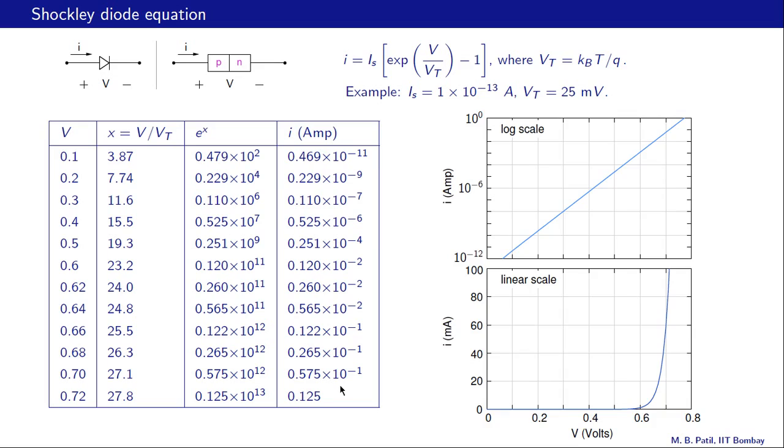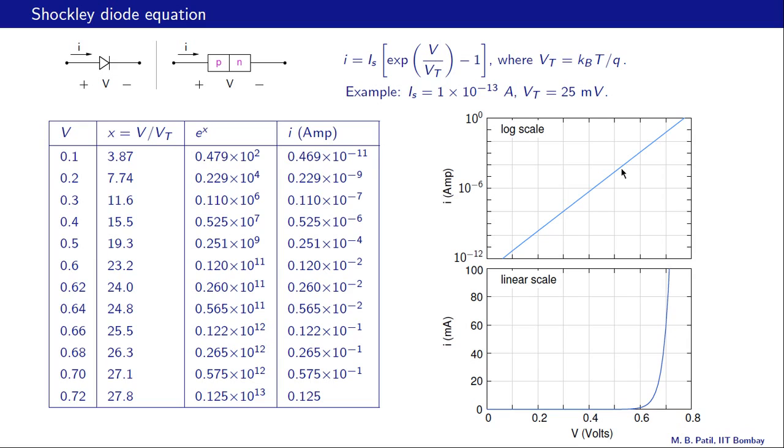Let us now look at the plot of I versus V. In this top plot we have I on the log scale, and in the bottom plot we have I on the linear scale. Here we have I equal to 10^-12 amperes. This is 10^-10 amperes, 10^-8 amperes, 10^-6, 10^-4, and so on. And if this 1 is ignored, we can see that if we take log of I, then we are going to get a linear variation with respect to V, and that is what is observed over here.